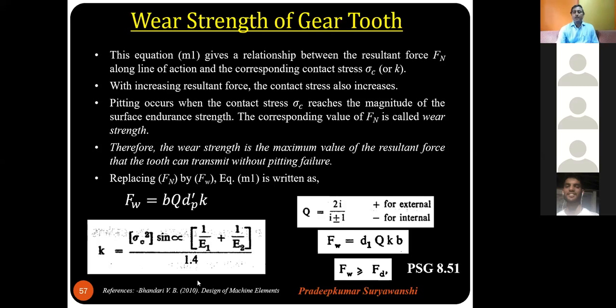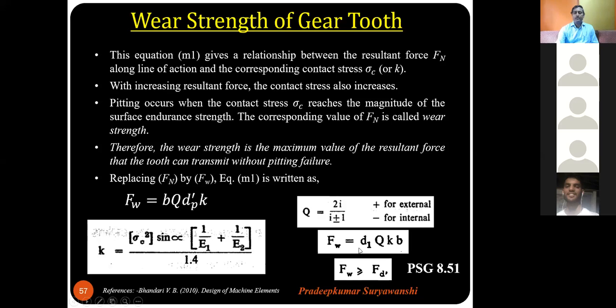from data book PSG 8.51. So we will make use of this K expression which we have already seen how it is to be derived. Then I have explained why Q is equal to 2I upon I plus or minus 1. Minus is considered for internal gears, so it is out of context here because we are not going to design internal gears.